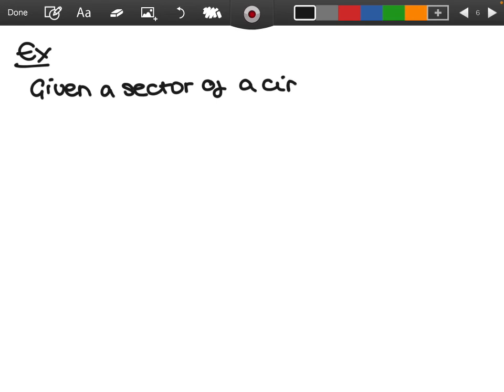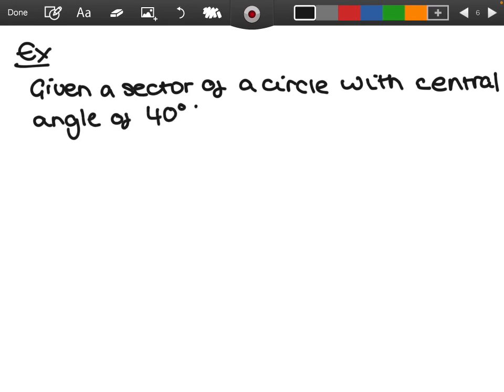And in our last example, I'm going to find the radius of the circle. So again, this time I'm going to be given the angle and the area, and we're going to find the radius. So given a sector of a circle with central angle of 40 degrees has area 80 centimeters squared, find the radius.